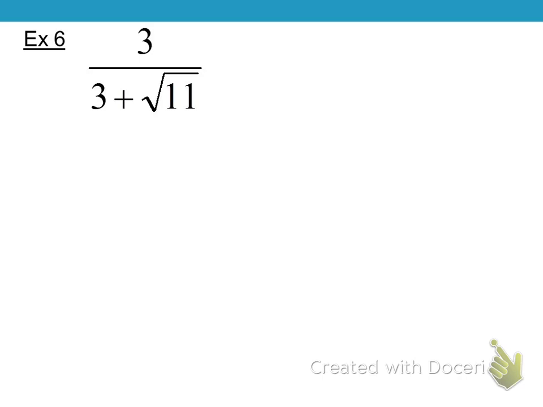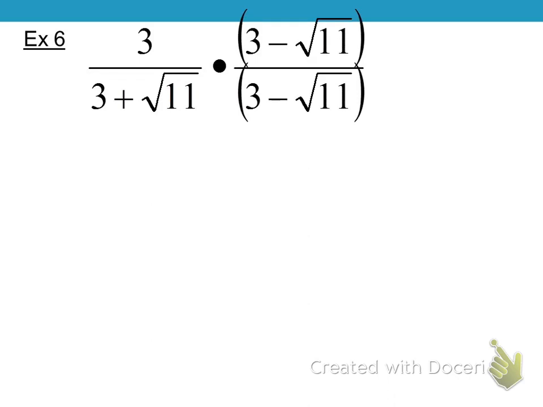What shall I do? Conjugate multiplication. Very good. So what should I multiply the top and bottom by? 3 minus square root 11. So 3 times 3 gives me 9. Minus 3 times square root 11 is going to be 3 square root 11.